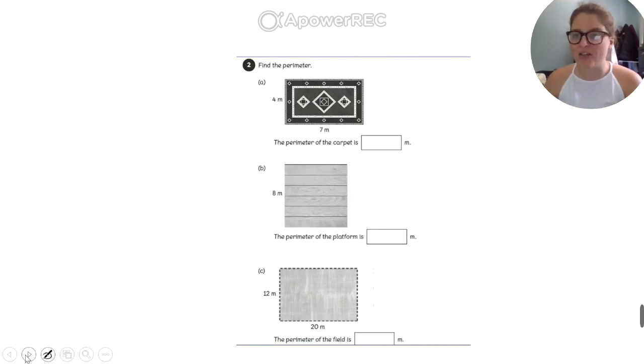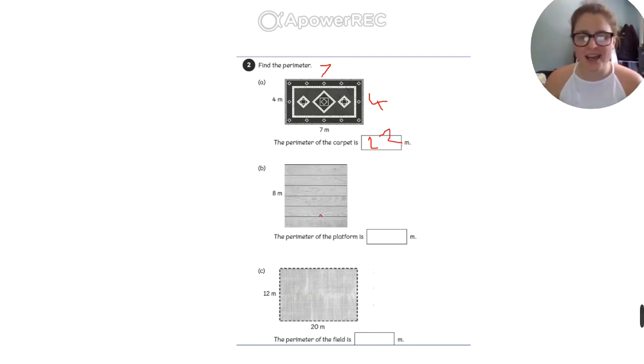Okay, here are 3 more for you to do. Pause the video, off you go. Okay, so again, we know that this one's 4, so this one will also be 4. And I know that this one's 7, so this one will also be 7, and I add them all together. 7 and 7 is 14. Add 4 and 4, which is 8. So my answer is 22 meters.